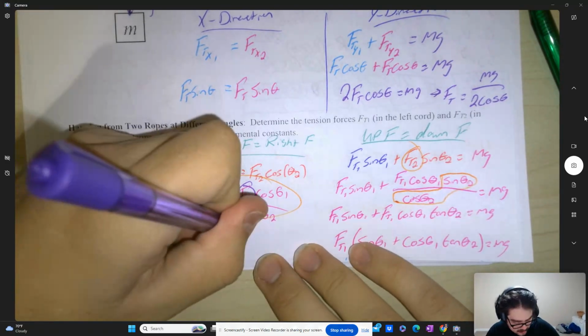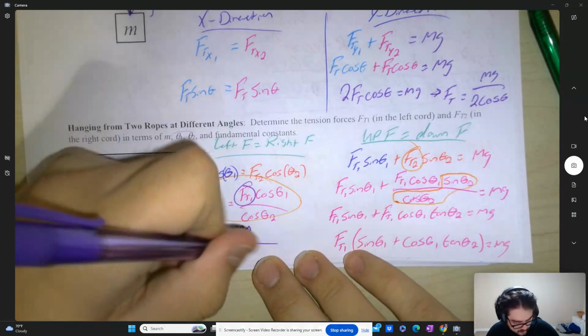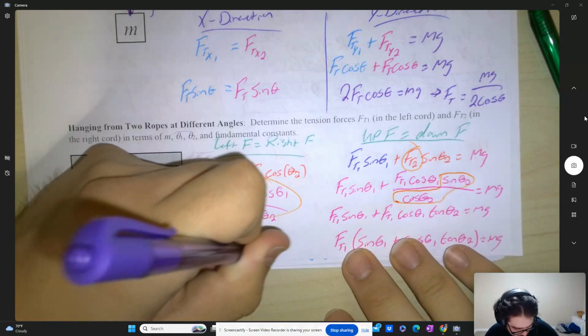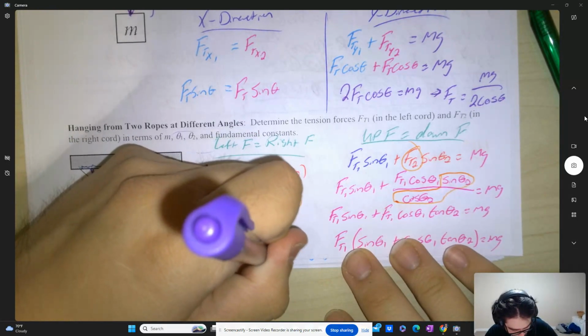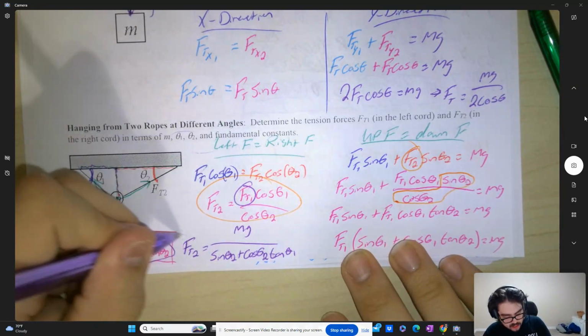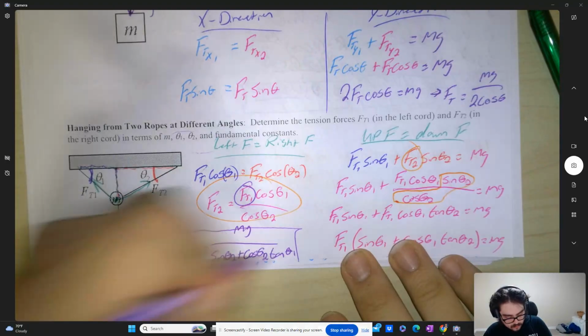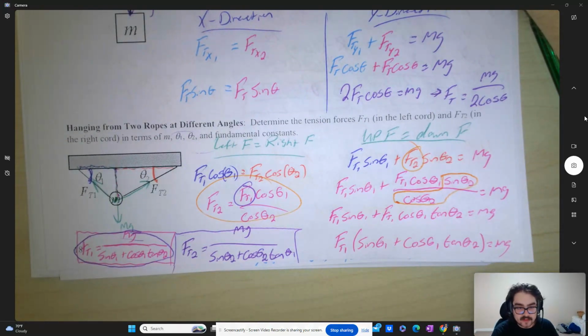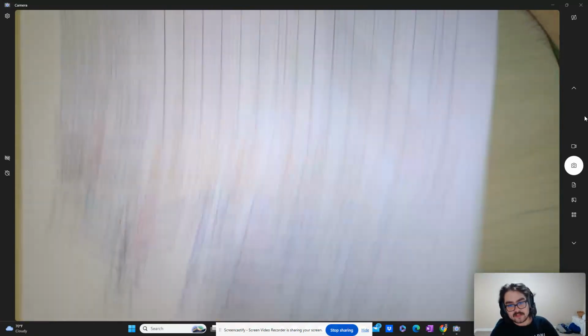mg over sine theta 2 plus cosine theta 2 tangent theta 1. So did you notice the only thing that changed here was that we swapped the angles? Instead of it being theta 1, now it pertains to theta 2. So there you go, that's that one. What a mess, a huge mess of an equation. It's terrible. Well, thankfully the next one's not that bad.